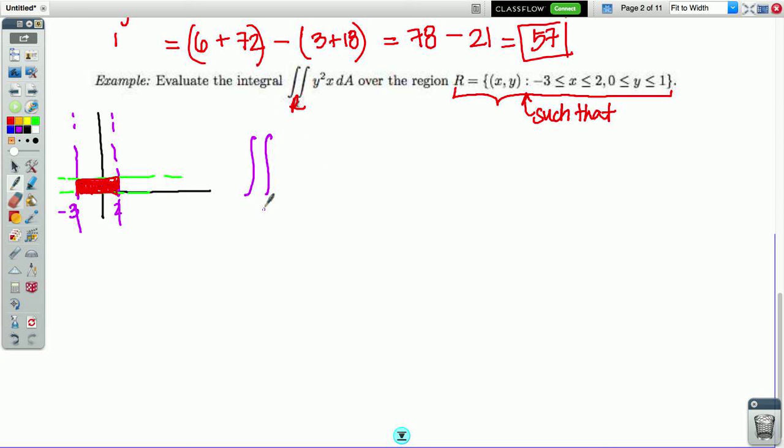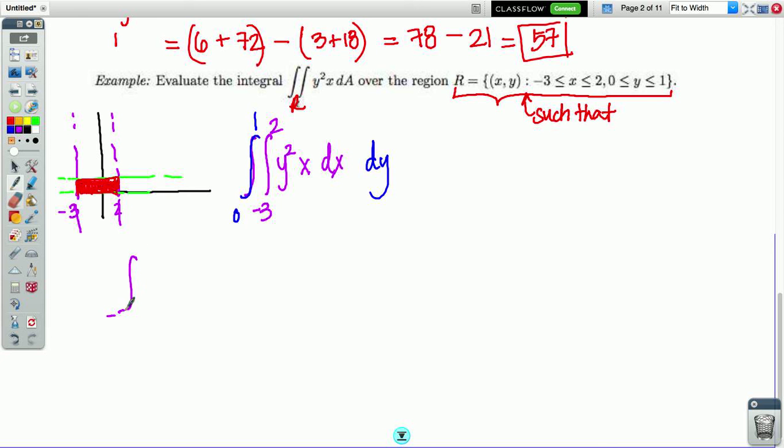It doesn't matter, but I just don't feel like doing that, so I'm going to integrate first with respect to x. So I'm going to make my first integral go from -3 to +2. This is going to be y squared x, and I'm going to integrate first with respect to x. And then when I'm done with that, I'm going to take my second integral from 0 to 1 with respect to y. And I'm going to do it exactly the same way as the above example. So when I'm integrating with respect to x, anything with y, in this case y squared, is a constant. So it really doesn't matter.